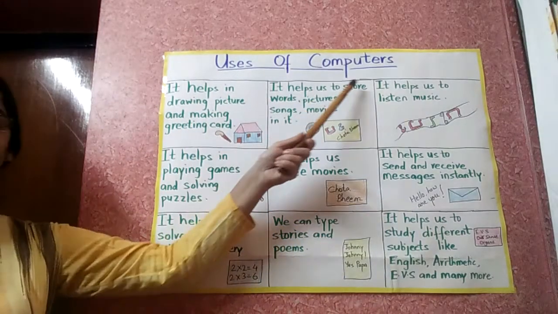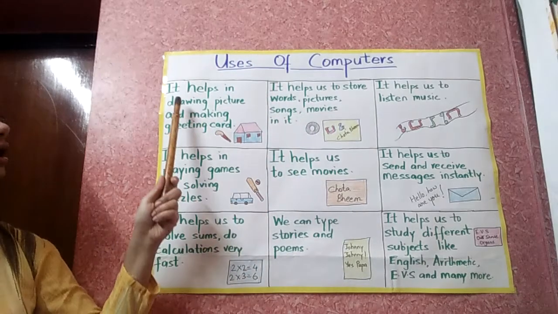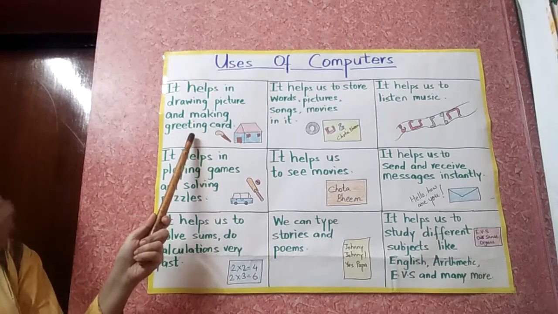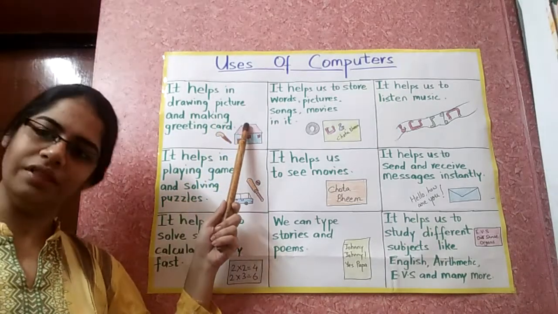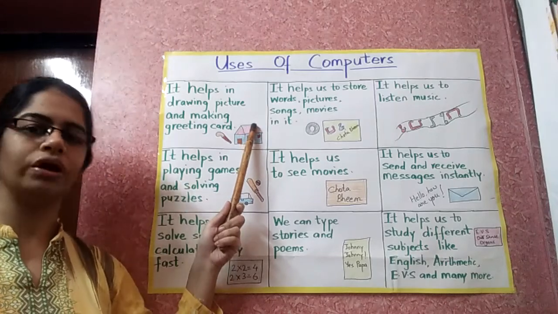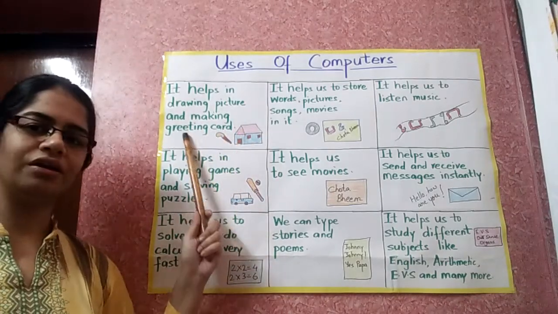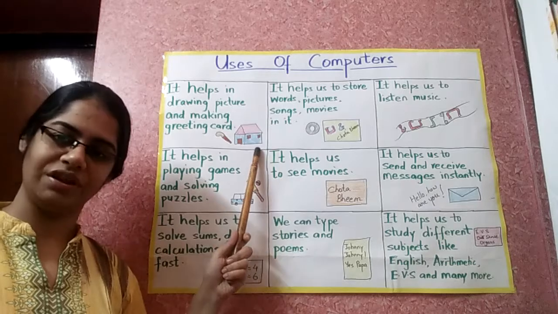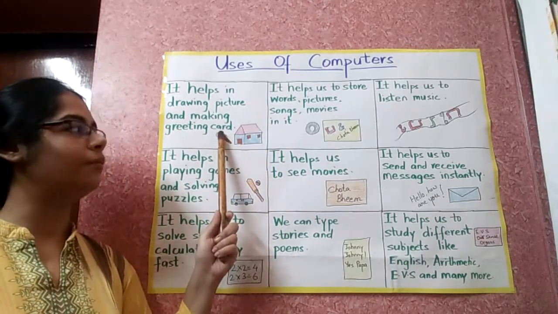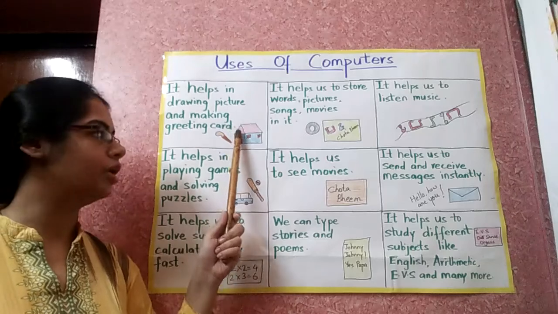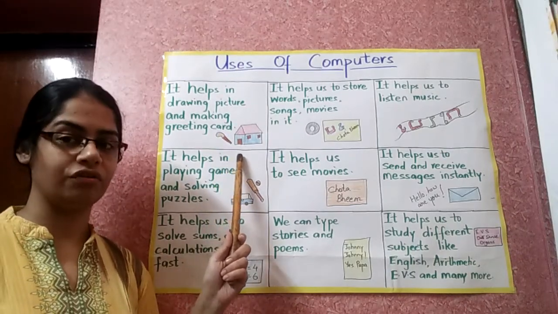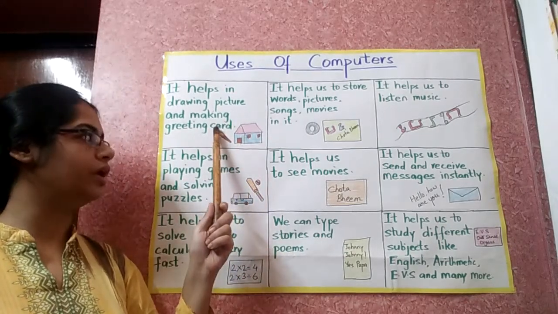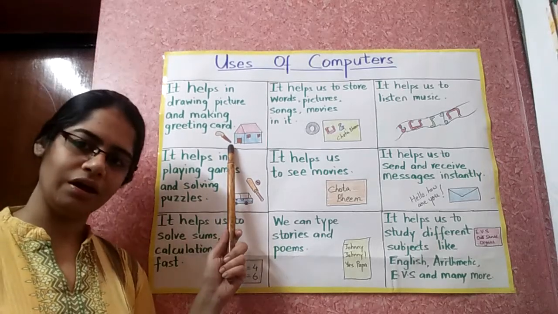The uses of computer. Number 1. It helps in drawing pictures and making greeting cards. Now what does it mean, children? It helps in drawing in the computer. Yes, we can also draw in the computer and we can make greeting cards. What are greeting cards? The cards we can make like birthday cards, anniversary cards. So many different types of cards we have. We can make these cards in the computer with the help of paintbrush. Yes children, we have got paintbrush in the computer with which we can make drawings, we can color the picture and we can make cards also.